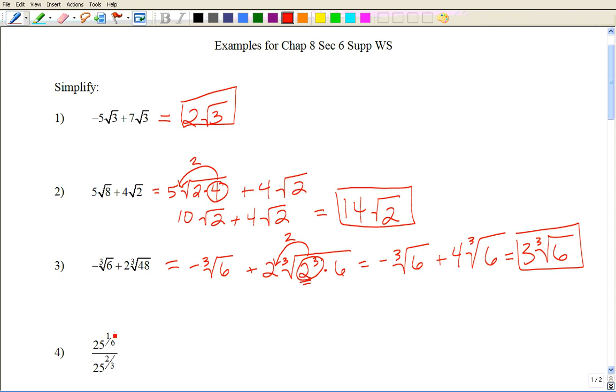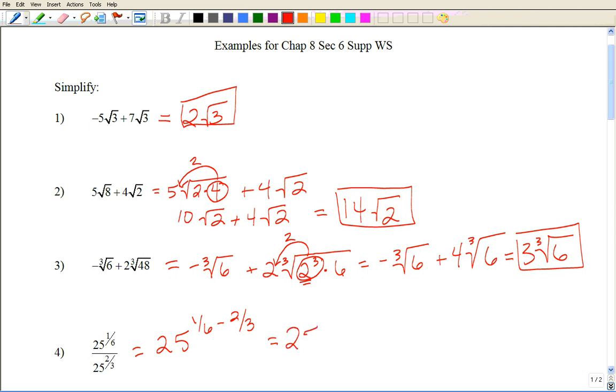Number 4, 25 to the 1/6 power divided by 25 to the 2/3 power. I have like bases, so that means I can subtract my exponents. So here I have 25 to the 1/6 minus 2/3. Well, before I can subtract those, I need to get a common denominator. So I'm going to make both of them a denominator of 6.